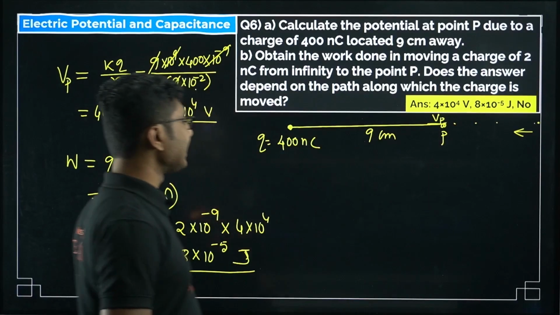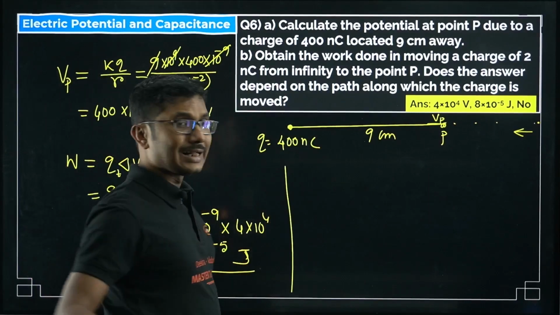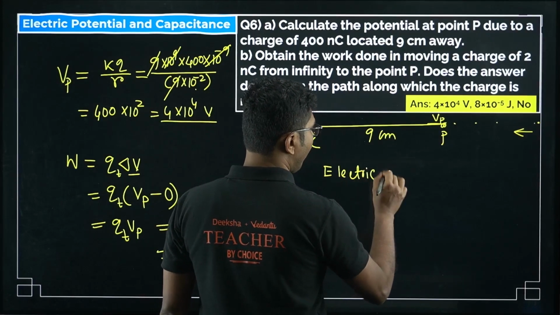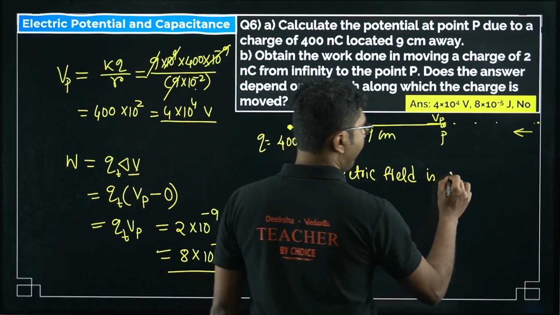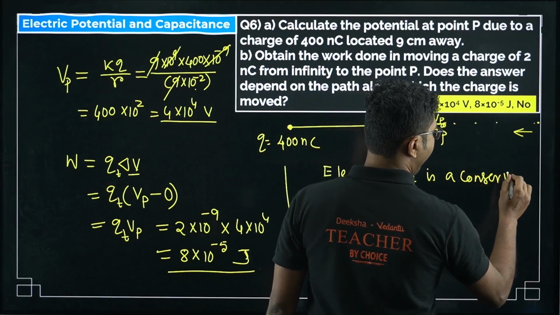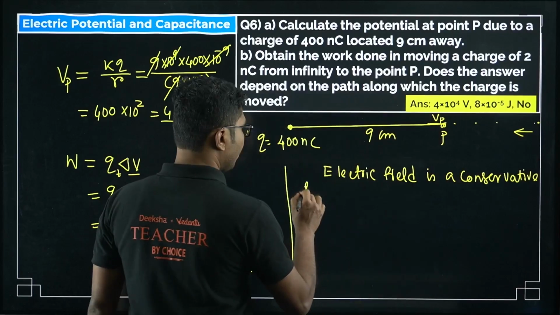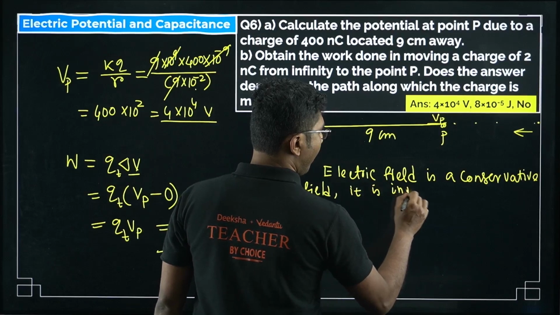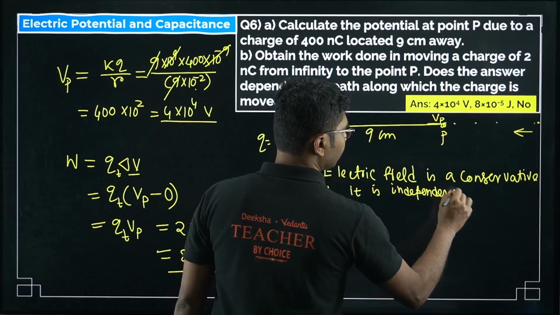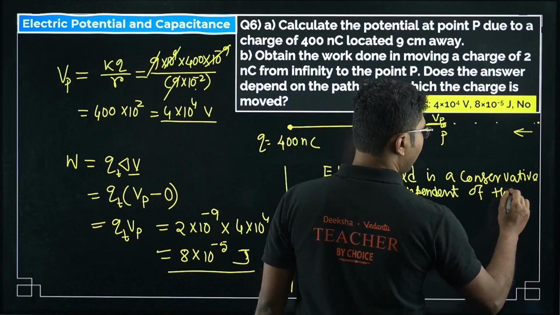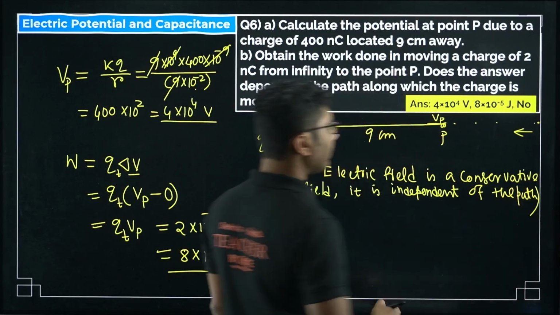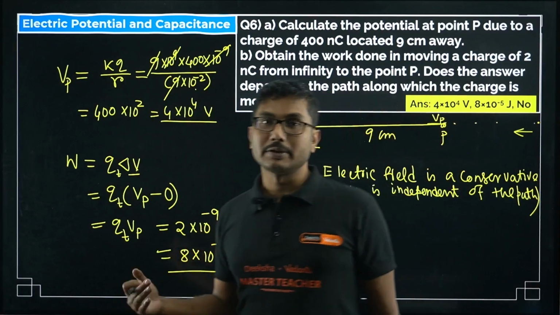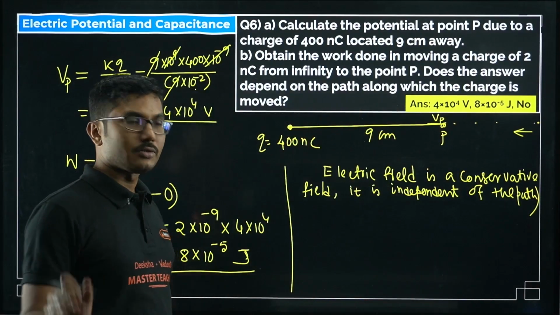Now the last part says, does it depend on the path? Because electric field is a conservative field. Electric field is a conservative field. So it is independent of the path. So a conservative field does not depend on path, only a non-conservative field, for example friction, in that case it depends on the path. Gravitation, electric field, magnetic field, path is not important.